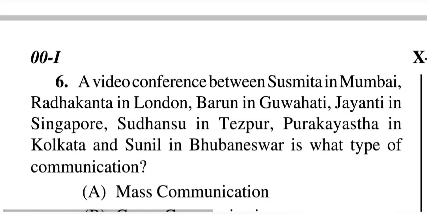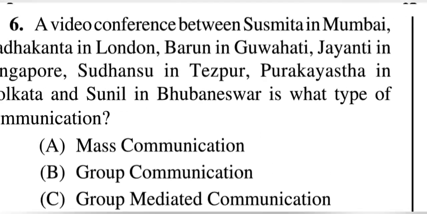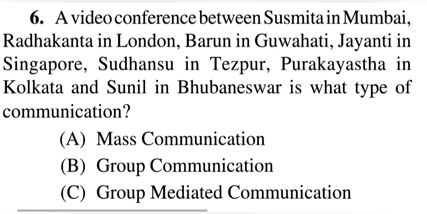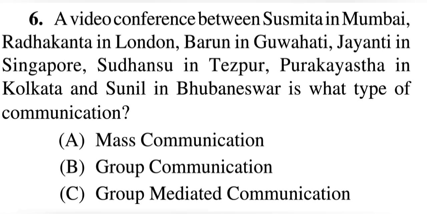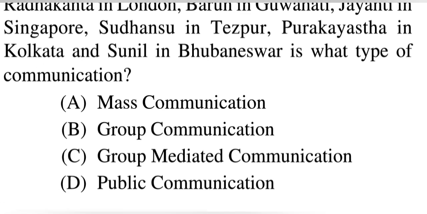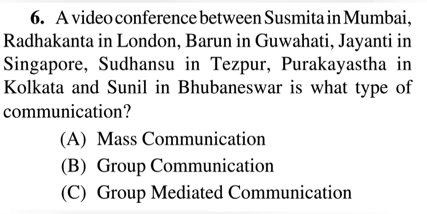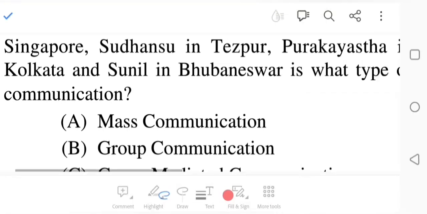Let's move on to our next question. It is number 6. It says a video conference between Susmita in Mumbai, Radhakanta in London, Barun in Guwahati, Jayanti in Singapore, Sudhanshu in Tezpur, Purukasthaya in Kolkata, and Sunil in Bhubaneswar is what type of communication? Options are like this: mass communication, group mediated communication, public communication. Number 6. Correct answer will be C, that is group mediated communication.